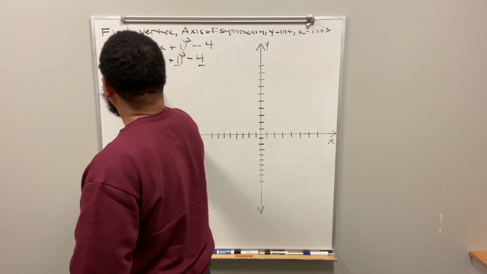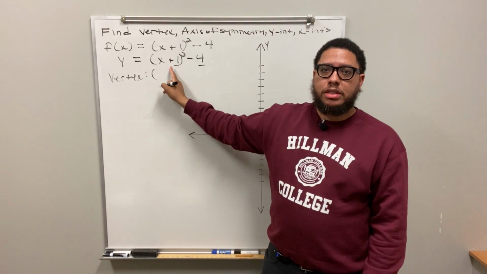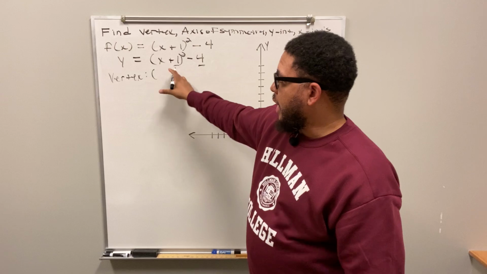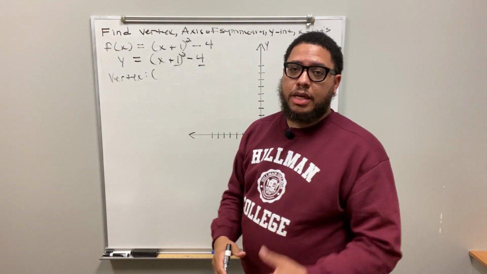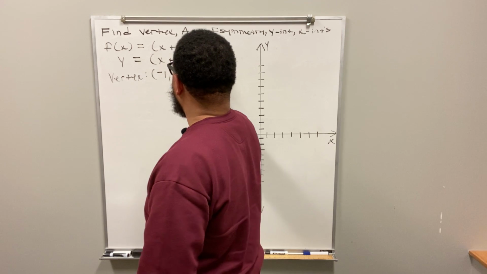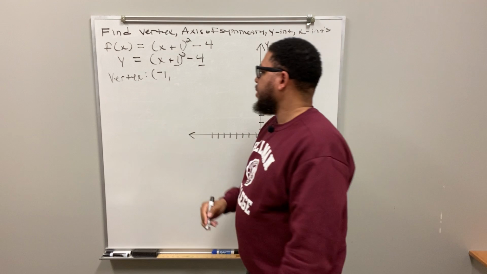Vertex is, and remember what I said, whatever number is inside the parentheses, that's going to be your x value, but you have to take the opposite of that number. So I got positive 1 right here. So that means that the x value is actually negative 1. And this is the y value. This negative 4 right here. All right.